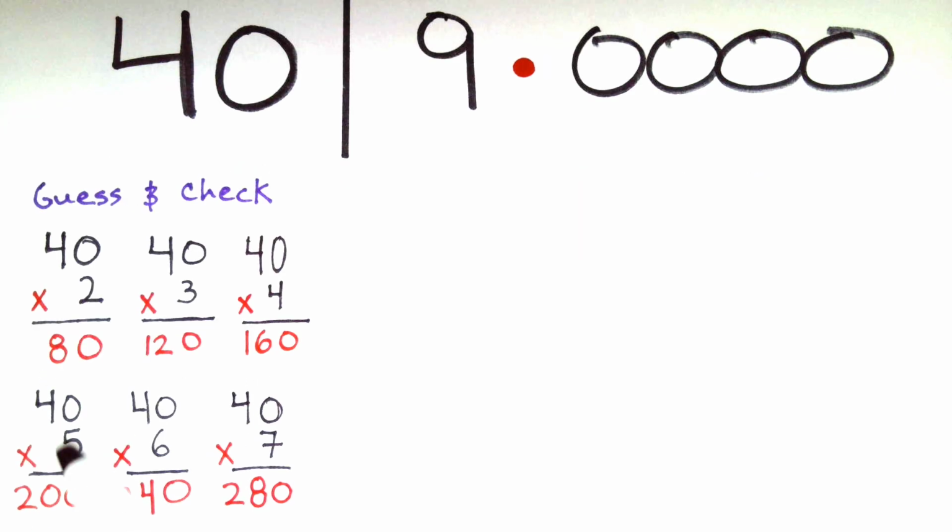All right, so we have 40 times 2, right? 2 times 0 is 0, 2 times 4 is 8, 80. 40 times 3, 3 times 0 is 0, 3 times 4 is 12, 120. 40 times 4, 4 times 0 is 0, 4 times 4 is 16, so 160, right? 40 times 5, 5 times 0 is 0, 5 times 4 is 20, so 200. 40 times 6, 6 times 0 is 0, 6 times 4 is 24, so 240. And then 40 times 7, 7 times 0 is 0, 7 times 4 is 28, so 280. So here's a bunch of guess and checks I made in advance to make this division problem a little bit easier.